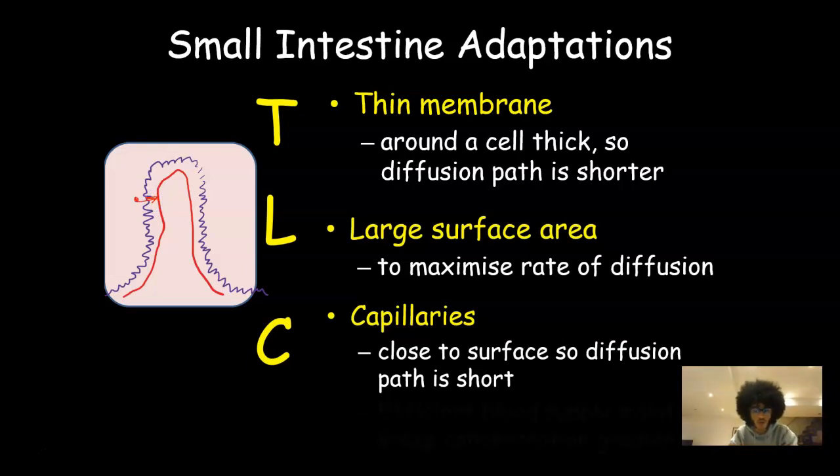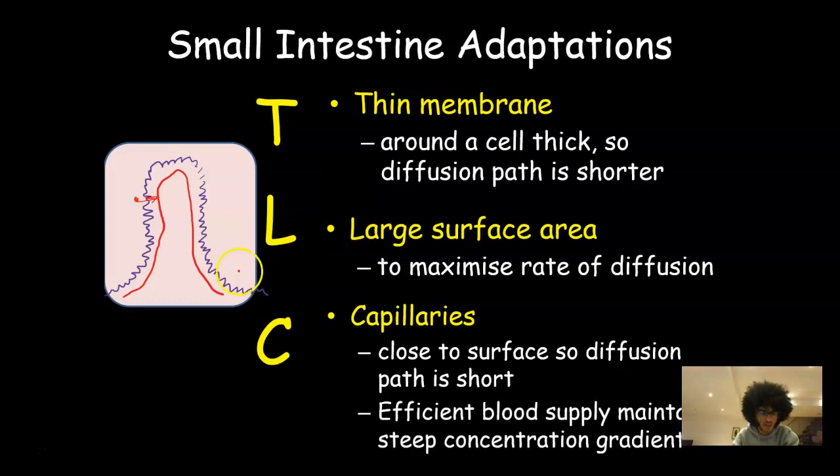Secondly, you've got this blood supply which is constantly moving. I can't really show it on my diagram, but it's constantly moving. And as it's constantly moving, it's moving away the nutrients that have been absorbed and taking them to the rest of the body. By doing that, it maintains the steepest concentration gradient possible. And that's quite important because of the active transport that you've got going on here.